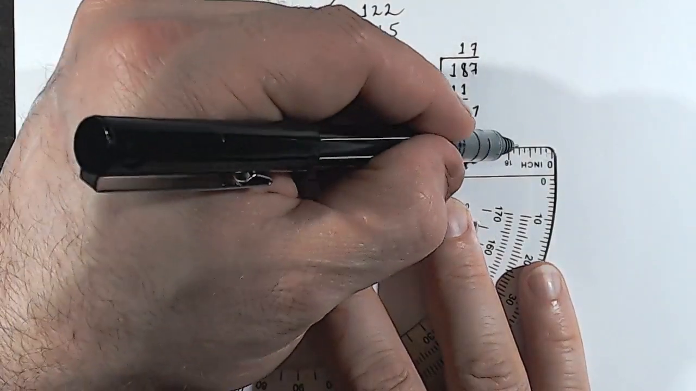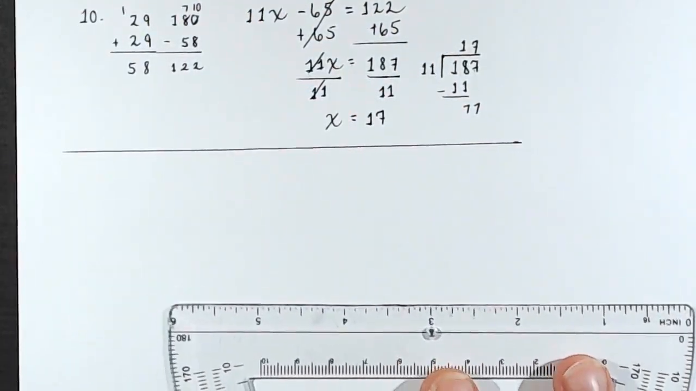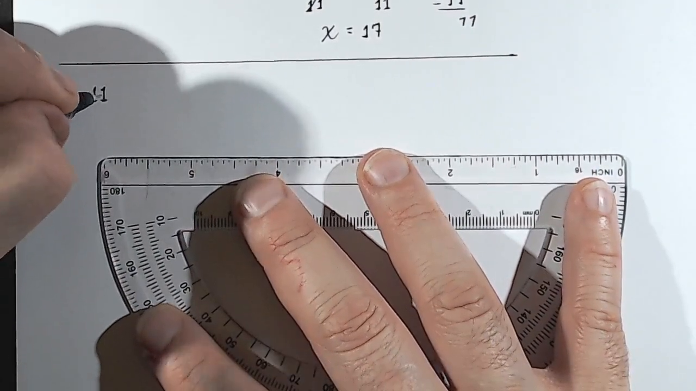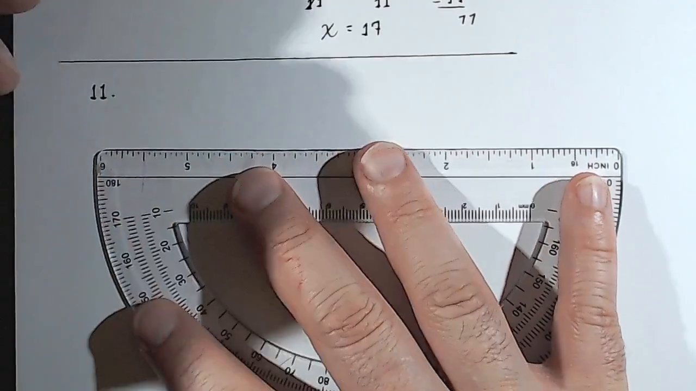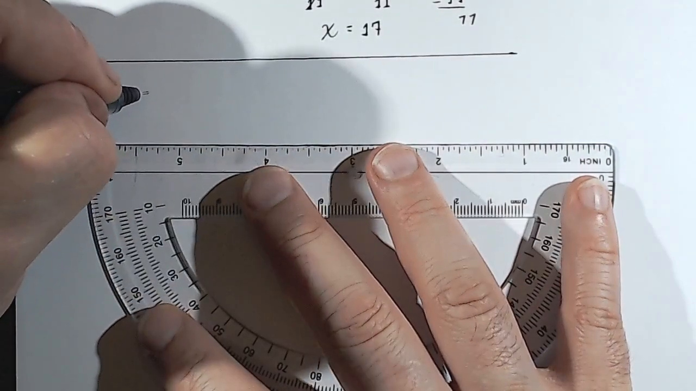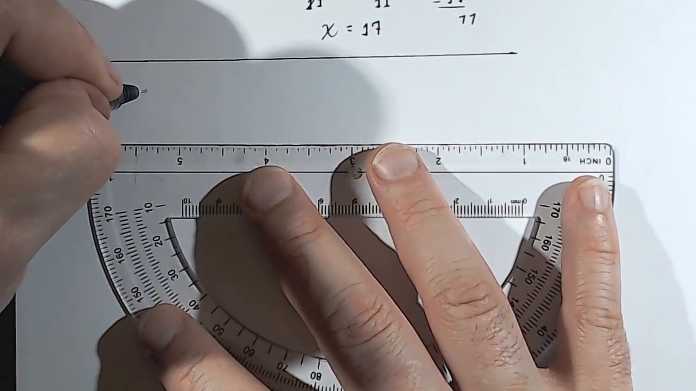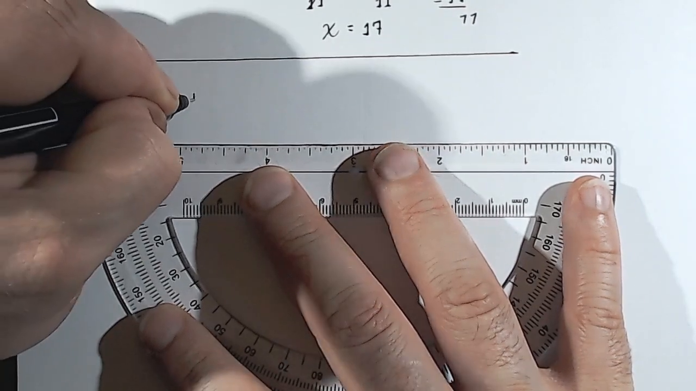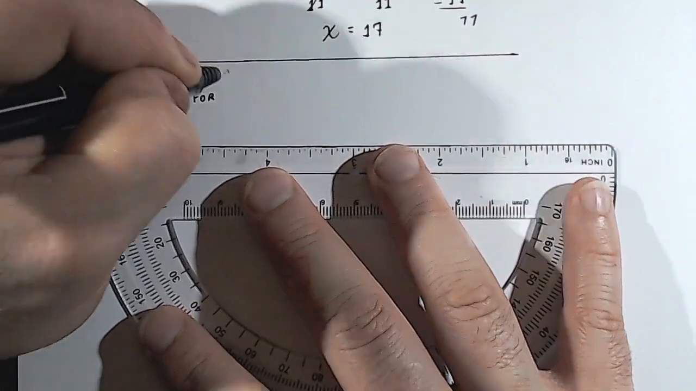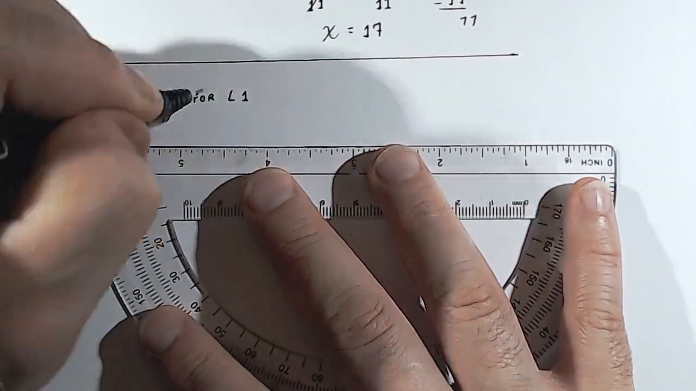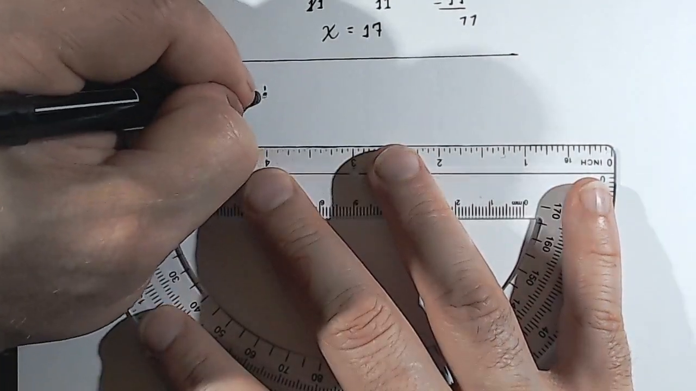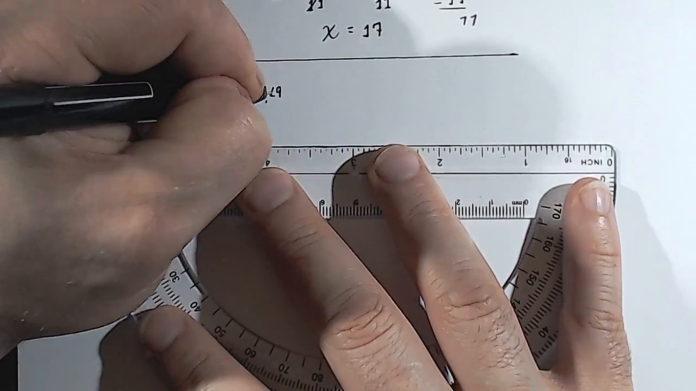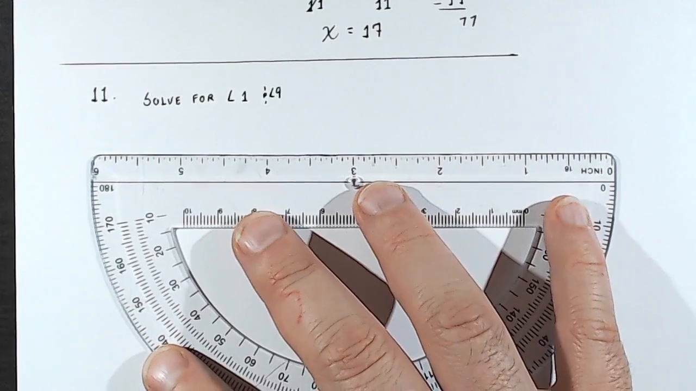Okay, this is number 11 here. So I'm going to write out what I'm solving for. So this first part here, I'm going to solve for angles 1 and 9. Okay, that's what I'm doing right now.